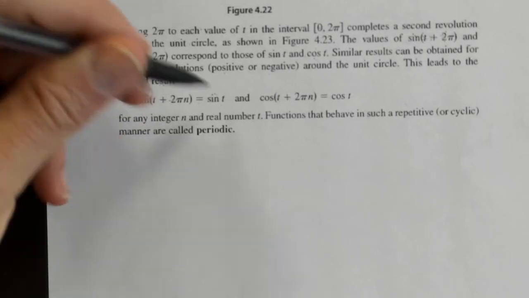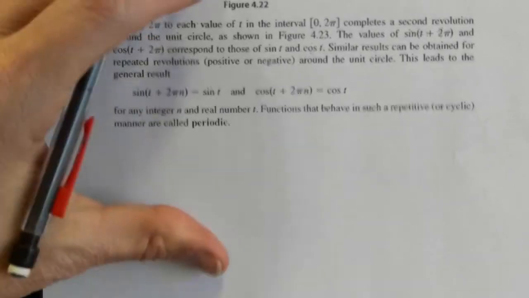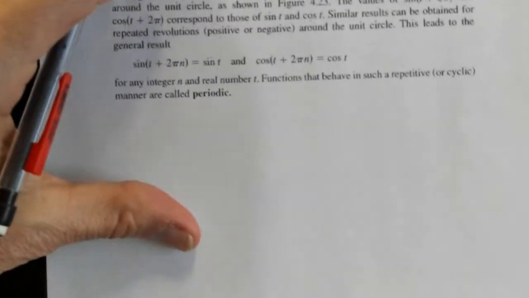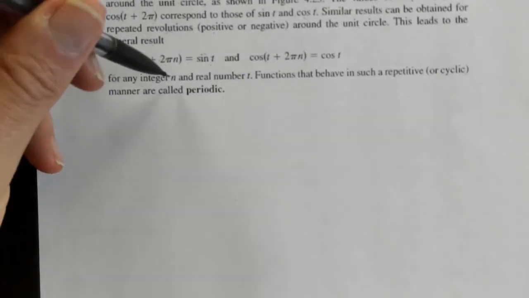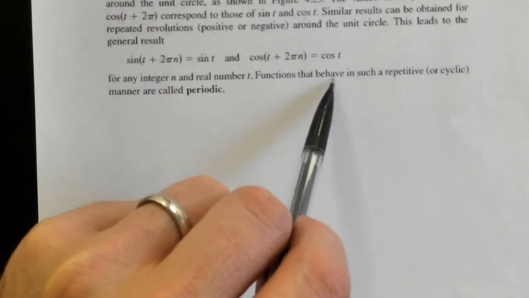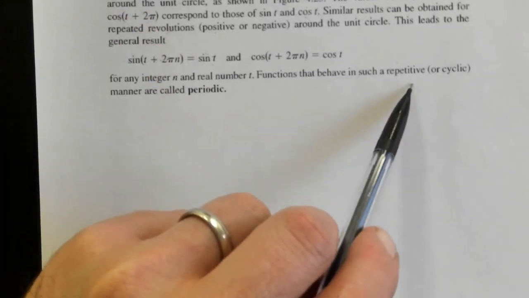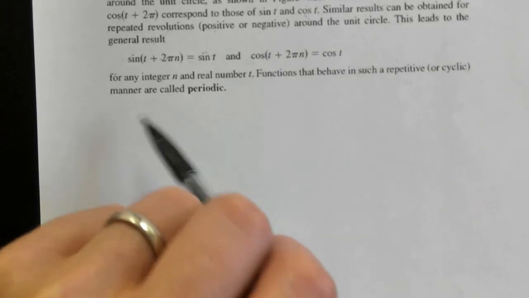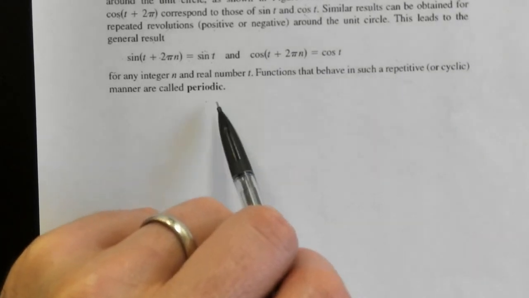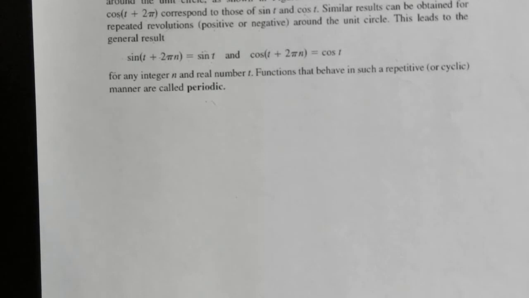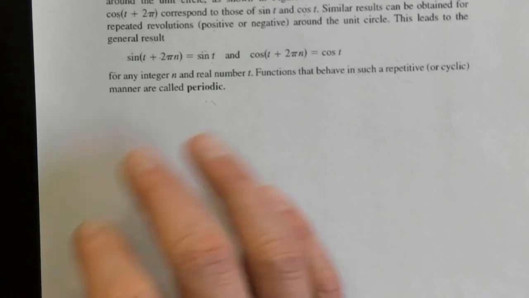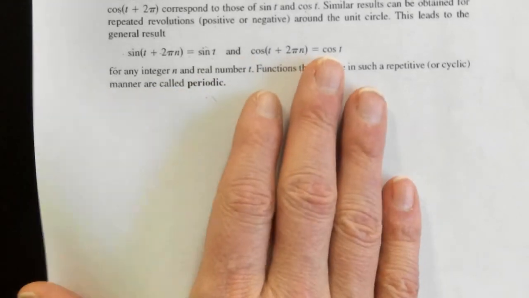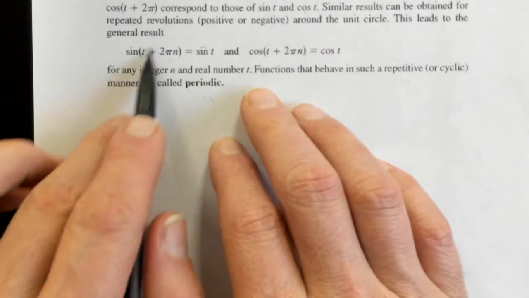8 pi, 4 times, and so on. And you'll get the same value as what you got with sine of t. Okay, so for any integer n and real number t, so we talked about that. All right, so functions that behave in such a repetitive cyclic manner are called periodic functions. So sine and cosine are examples of periodic functions, because they repeat the same values over and over.